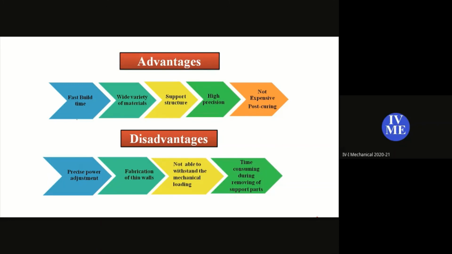And what is the next one? The parts obtained from the machine are not able to withstand mechanical loadings. So these are not suitable and not able to withstand mechanical loading. The prototype is first a physical model, that's it. So they are not able to withstand the mechanical loadings.